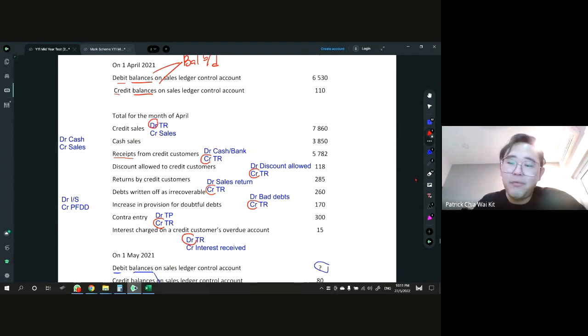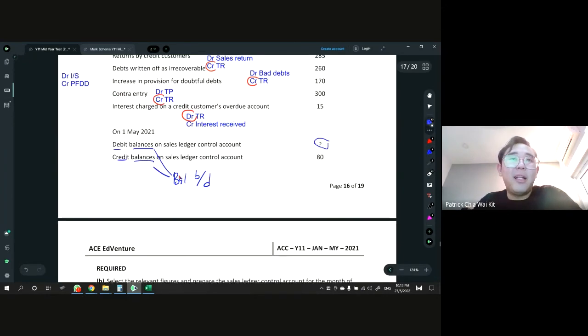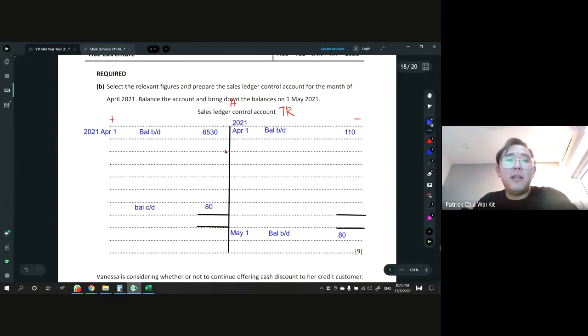So I always figure out the number first so that I don't put the wrong side. Then only I come back to the details. Then you will never get this wrong. All right, so let's look at the first one, 7860. It is on the left side, DR, right? On the left side, 7860. Okay, this is on the DR side.